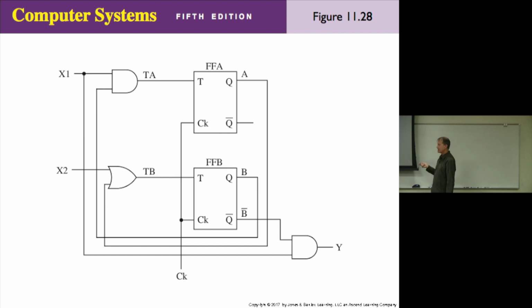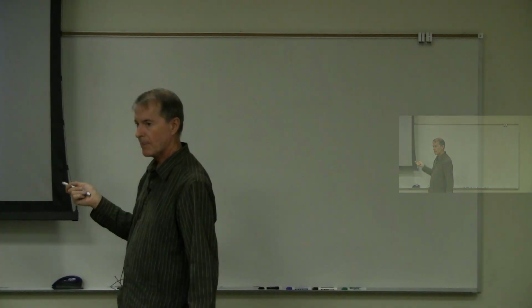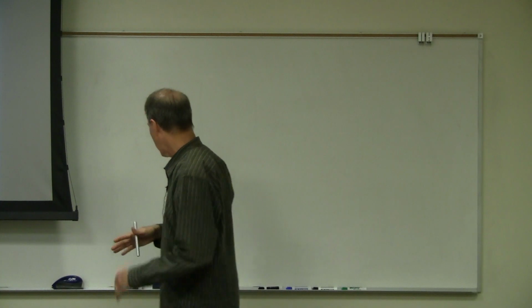When we say the states in between the clock pulse, we're talking about the value of A, the Q output of FFA. FFA is flip-flop A, and A is the label of the Q output of flip-flop A. Then FFB is flip-flop B, and the capital letter B is the Q output of flip-flop B.